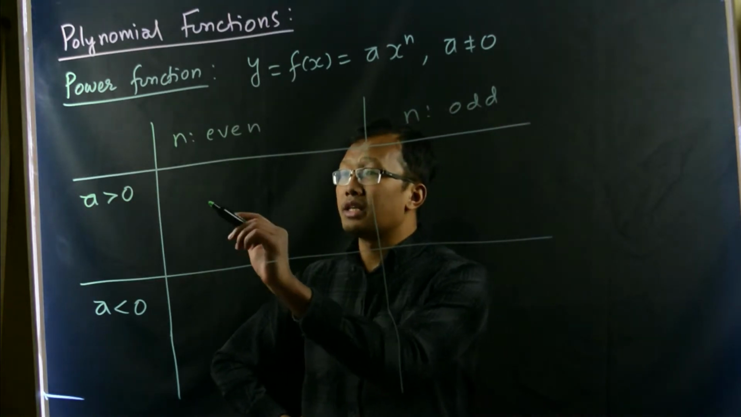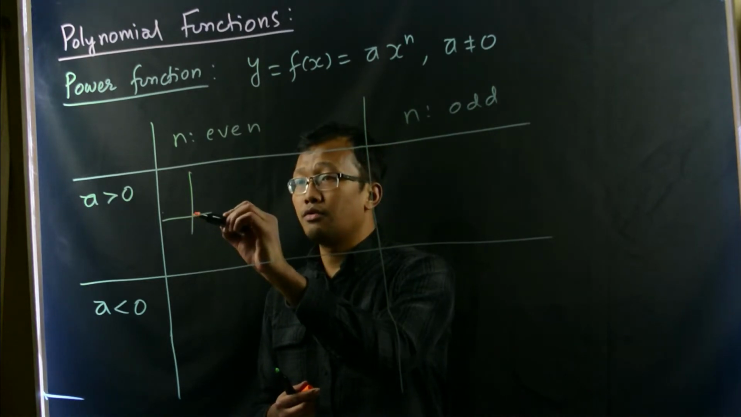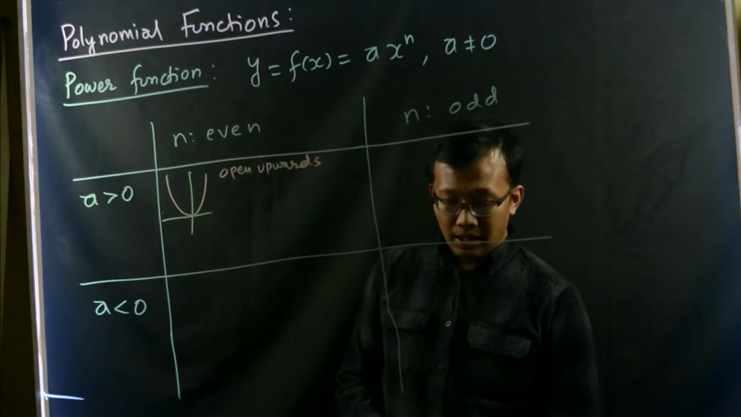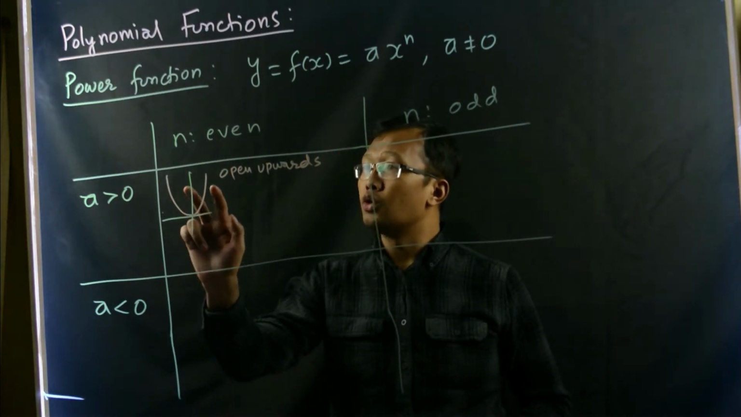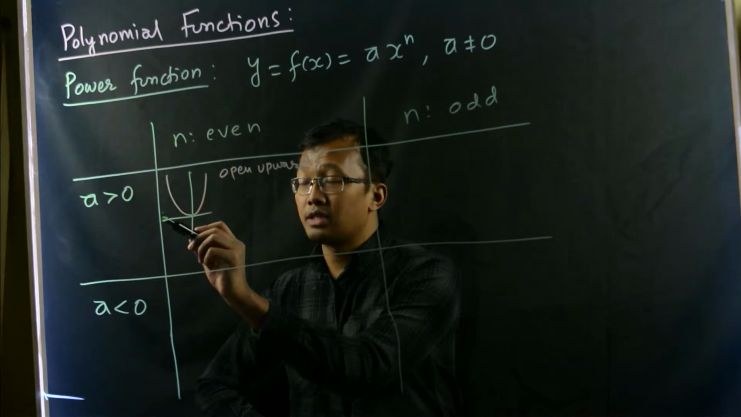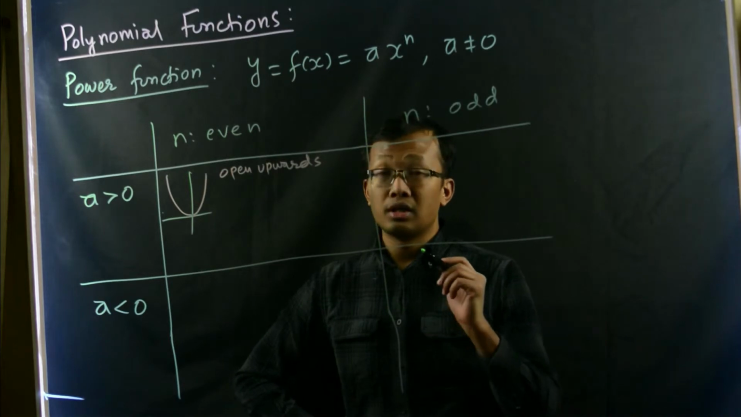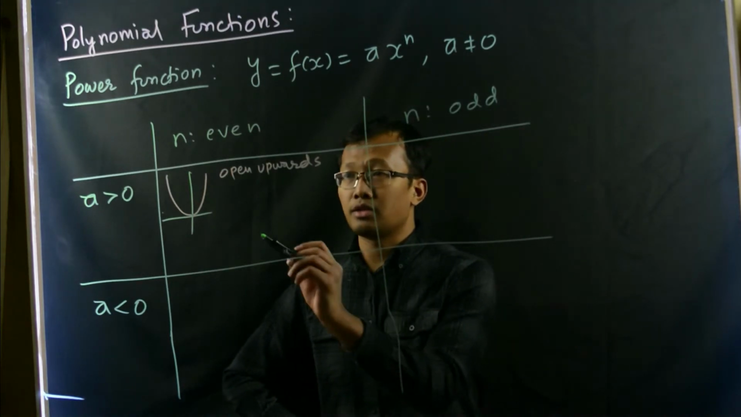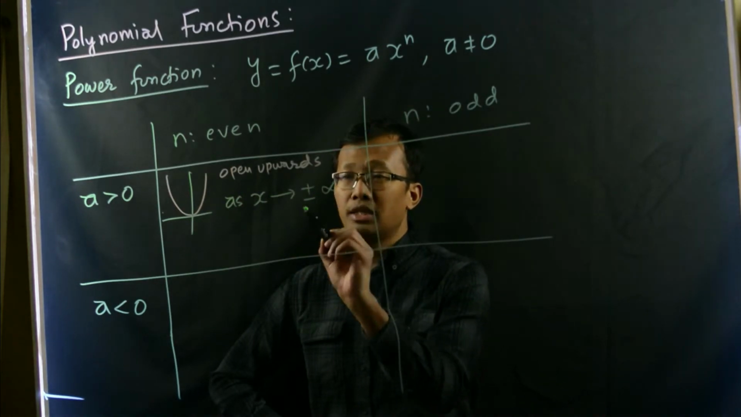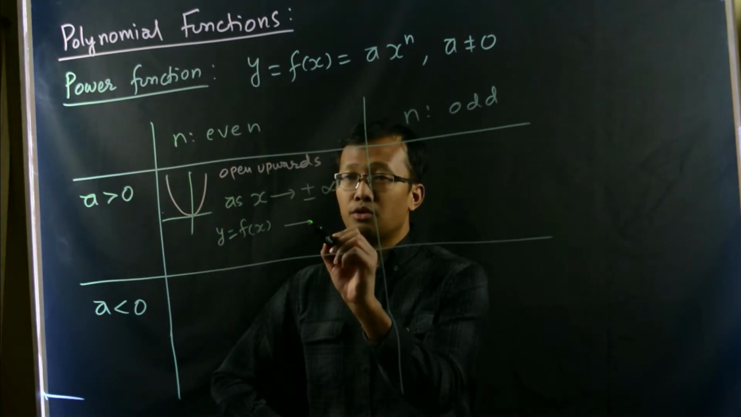So whenever a is greater than 0, we will have a curve something just like this. The curve will open upwards, and you can see that it goes to infinity. Whenever we go towards either left, that means towards negative infinity, or towards positive infinity, the value of the function goes towards infinity. So as x goes to plus or minus infinity, f of x, y equals f of x, goes to infinity.